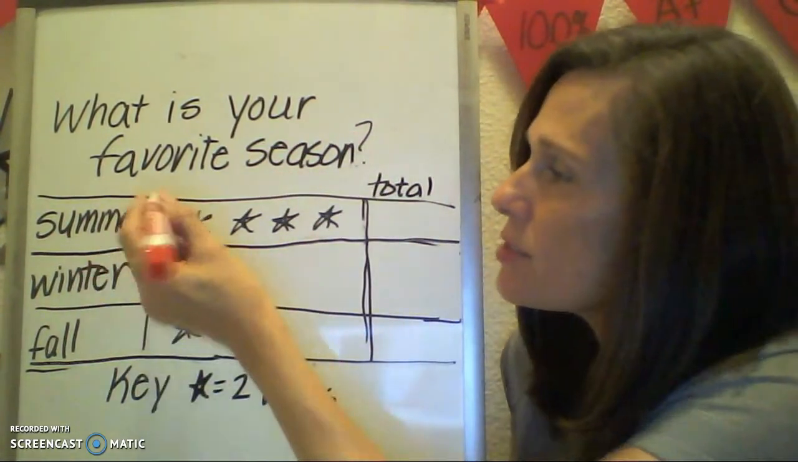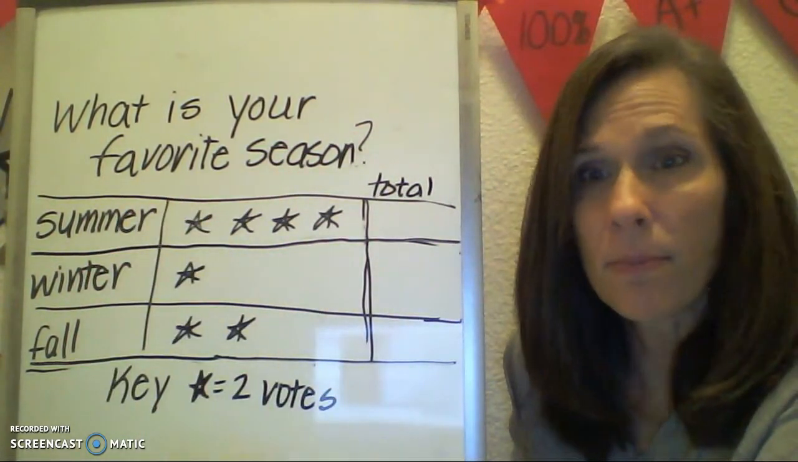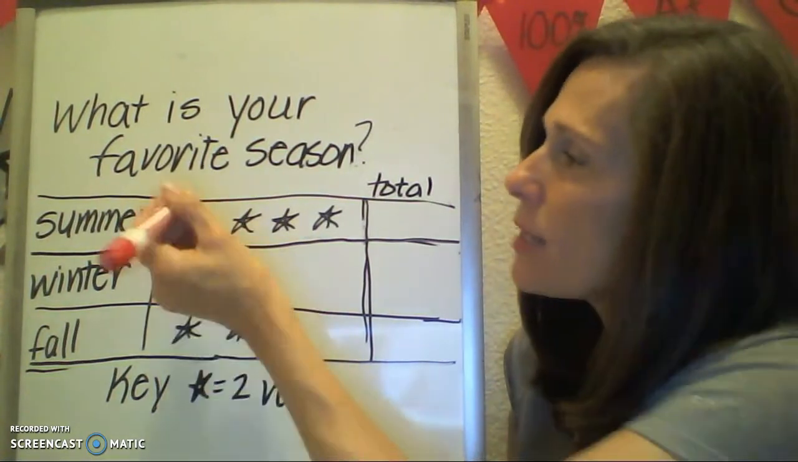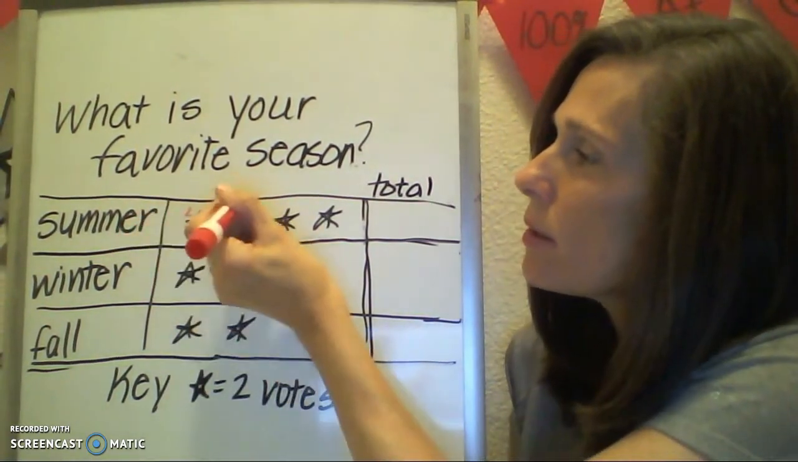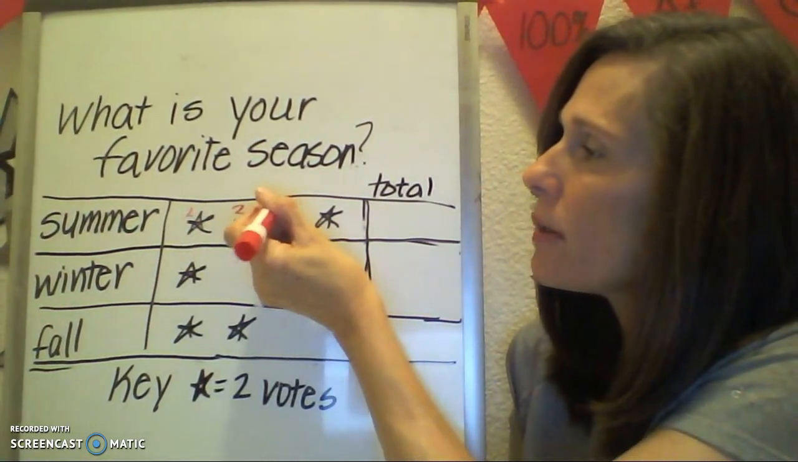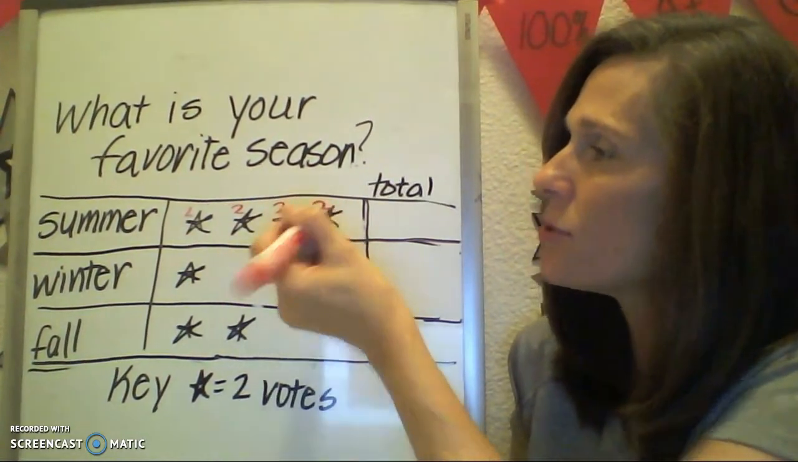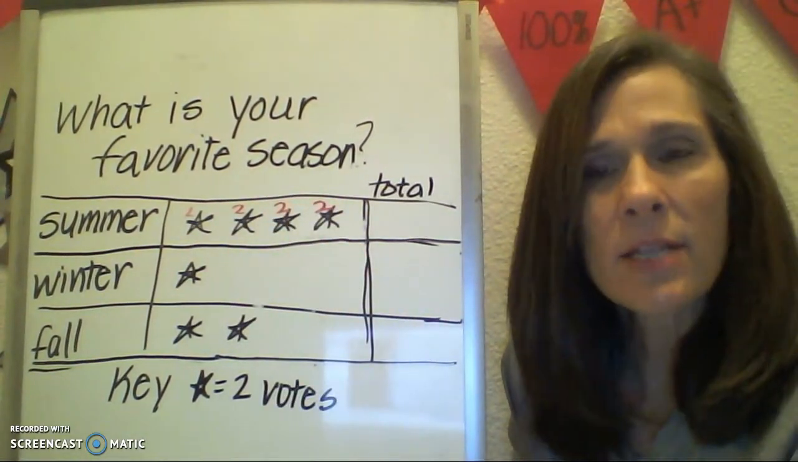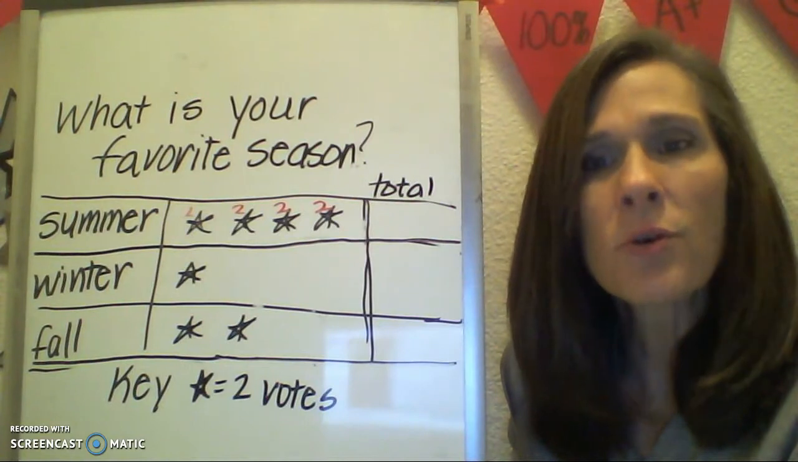So something that I could do to help me figure out this graph the right way is I could write a 2 over this star, and a 2 over this star, and a 2 over this star, and a 2 over this star, because each star represents 2 votes.